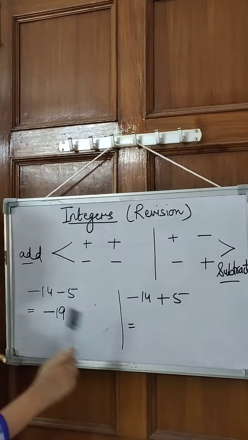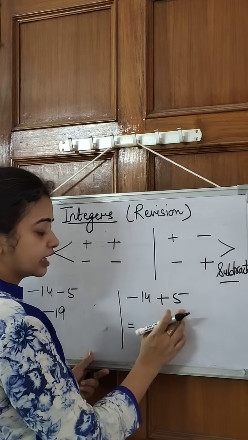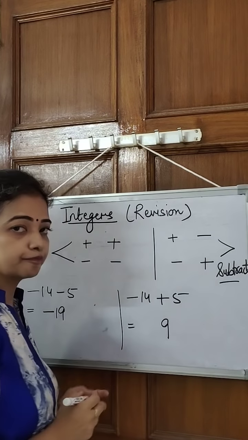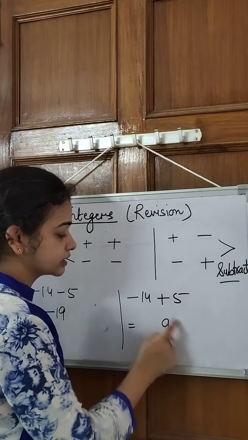Same sign add, opposite sign subtract. So this time we'll subtract these two integers. When we subtract the two integers, the answer is 9. This is the operation that we have done. Now we have to put the sign here.